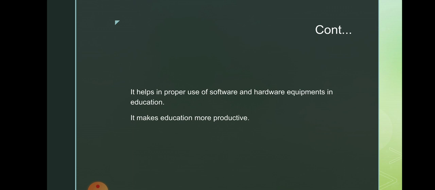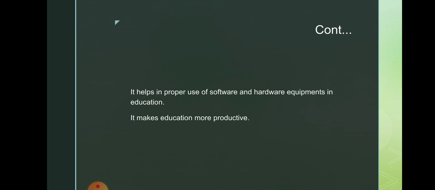Now what is hardware? Hardware refers to technical equipment like television, or TV, then tape recorder, computer. These are all hardware. So educational technology helps in proper use of that software and hardware in an educational situation. Okay, so it is one of the important roles of technology in education.